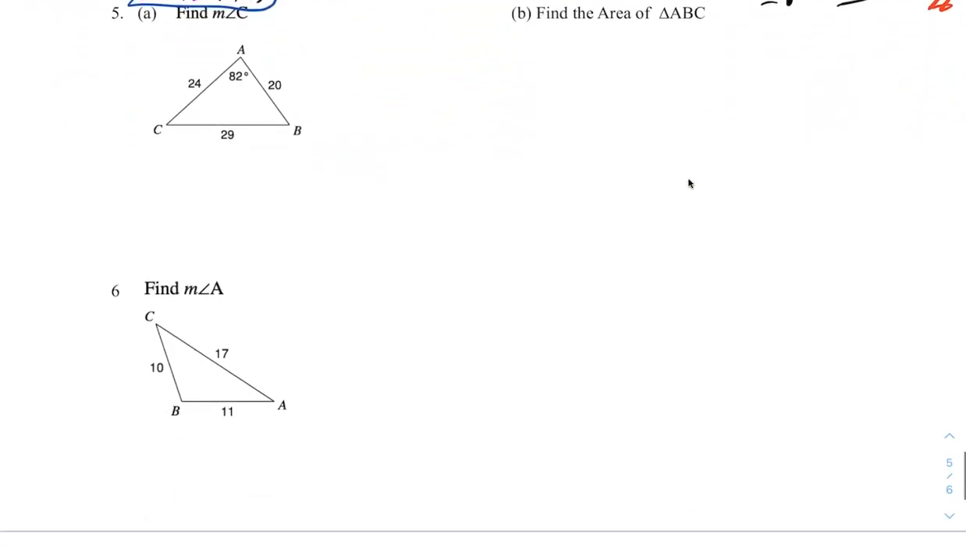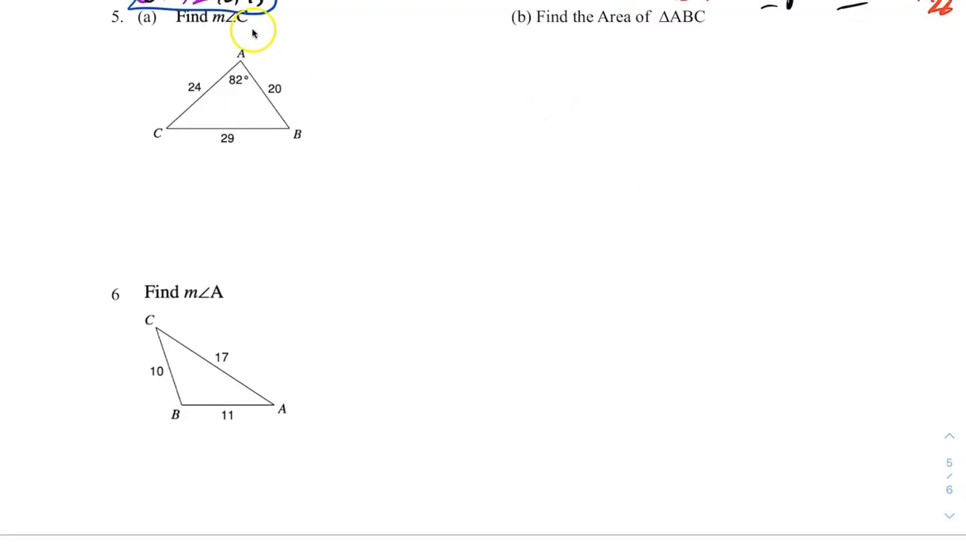Okay, last few. Find the measure of angle C. So we have triangles here. There's law of sines, law of cosines. So remember, if it's pairs, law of sines. If there are no pairs, law of cosines. So, measure of angle C.